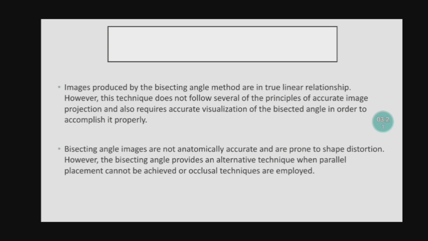However, this technique does not follow several of the principles of accurate image projection and also requires accurate visualization of the bisected angle in order to accomplish it properly. Bisecting angle images are not anatomically accurate and are prone to shape distortion. However, the bisecting angle provides an alternative technique when parallel placement cannot be achieved or occlusal techniques are employed.